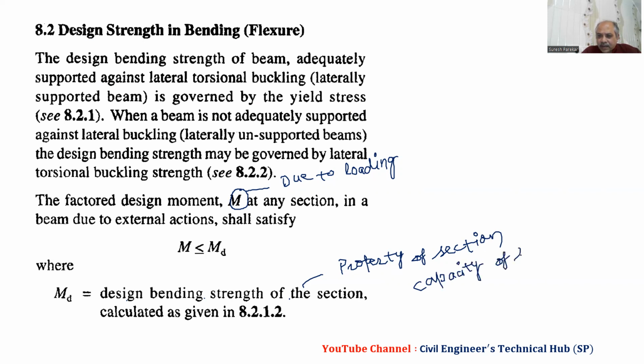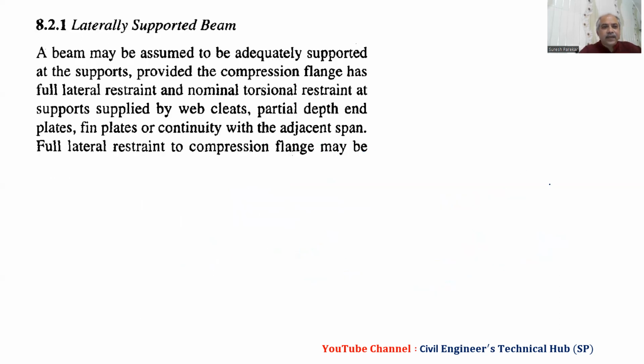Capacity of section, which is MD, should always be greater than M, which is due to external loads. So M should be less than or equal to MD, or I can say MD should be greater than or equal to M. Critical is when MD is equal to M. This will be critical. Then we can have laterally supported beam.